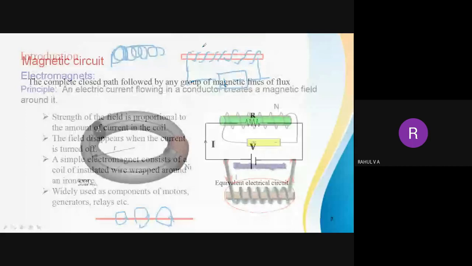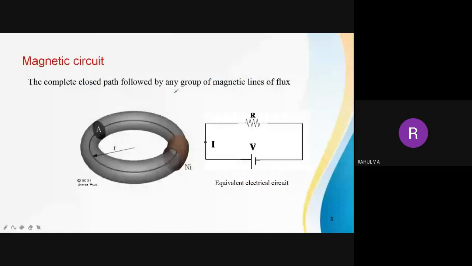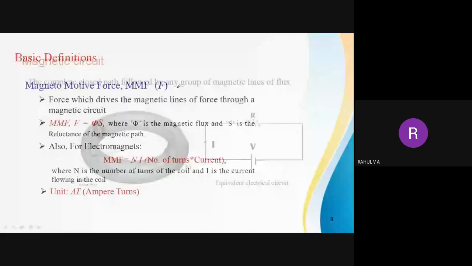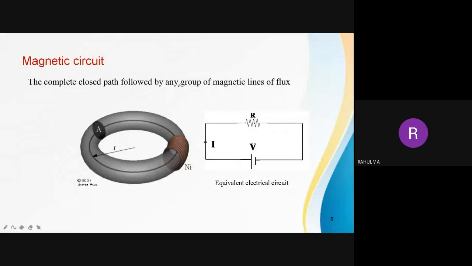So next one is, there are a lot of similarities between magnetic circuit and electric circuit. If you look at this diagram, this is actually a core or magnetic path. Here there is a winding. You can see the winding over here. Assume that there are n turns.